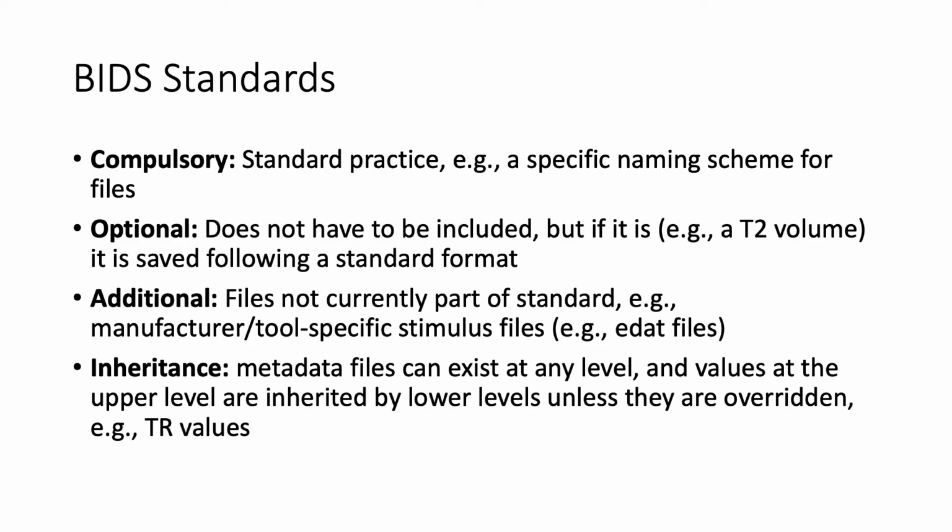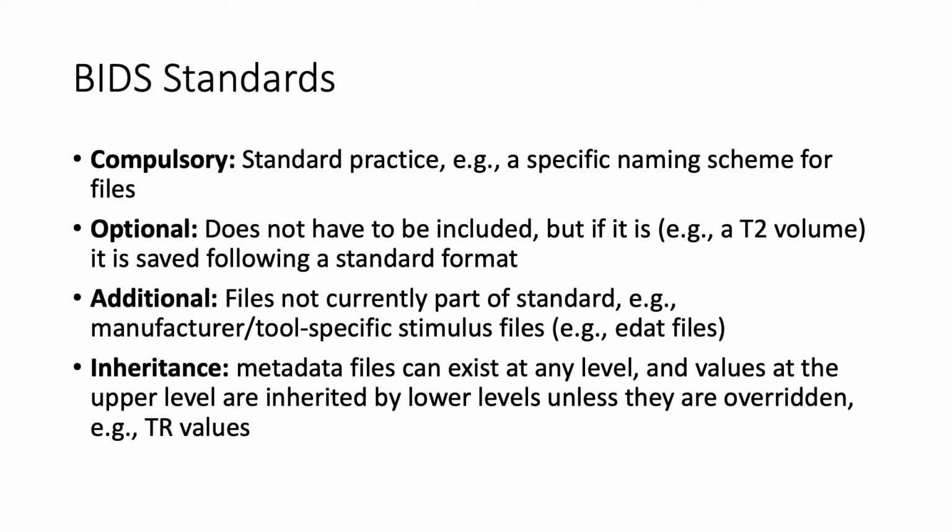So I'm just going to give a high-level overview of what is involved with BIDS. And there's basically 4 different standards that apply to the BIDS format. The first thing is compulsory, and that's the idea of standardizing things like naming schemes and how we're going to name our files and how we might organize things. There's optional, where these are things that don't have to be included, but if they are included, you should save them in some standard format. So for example, we all are collecting T1 weighted images of some kind. We may or may not be collecting T2 weighted images. If we are, we try and keep the organization similar.